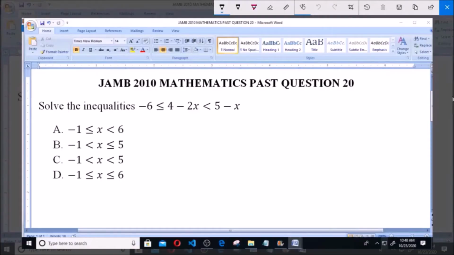I will be answering JAMB 2010 Mathematics Past Question 20. Solve the inequalities. Minus 6 is less than or equal to 4 minus 2x, which is less than 5 minus x. A, minus 1 is less than or equal to x, which is less than 6. B, minus 1 is less than x, which is less than or equal to 5. C, minus 1 is less than x, which is less than 5. And D, minus 1 is less than or equal to x, which is less than or equal to 6.